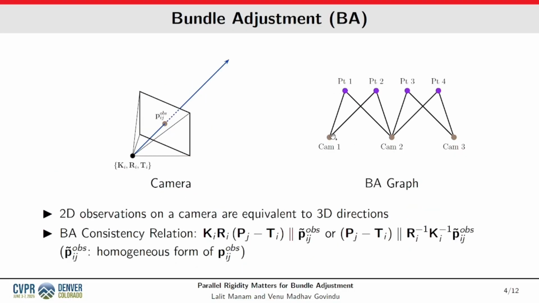Let's further understand what each edge geometrically means. From the camera model, we know that every observation tells us in which direction a 3D point lies. Thus, BA is trying to recover the camera parameters and 3D points from the edges, which represent the directions. The consistency relation of BA can be obtained from the reprojection error like this.